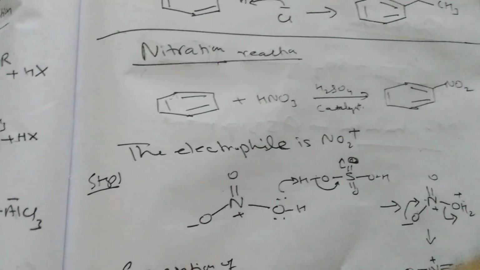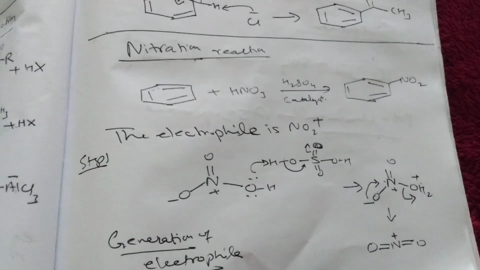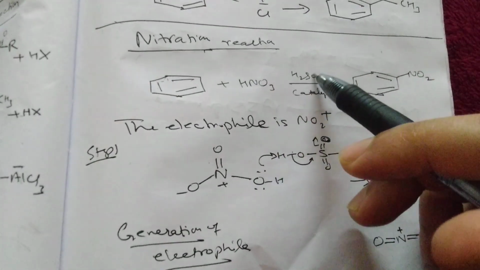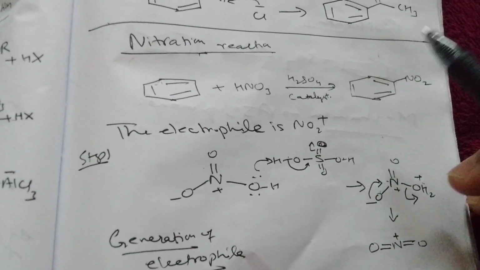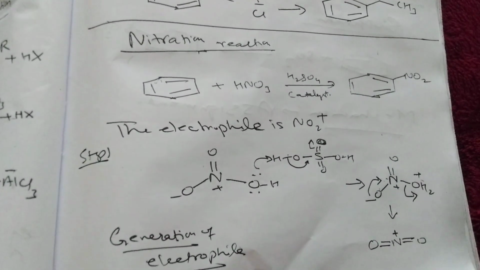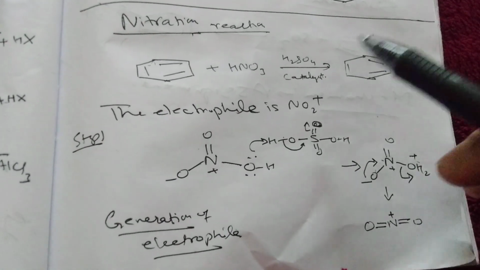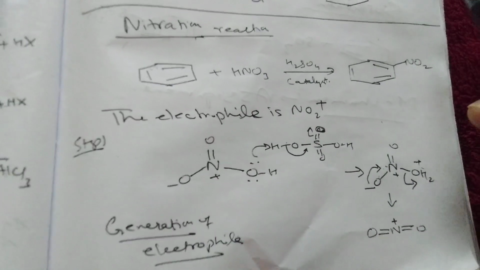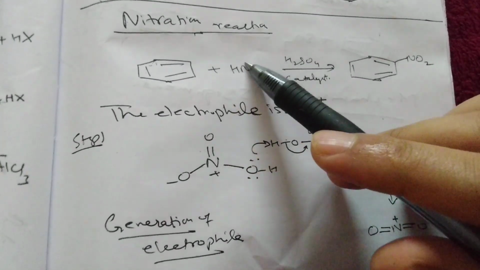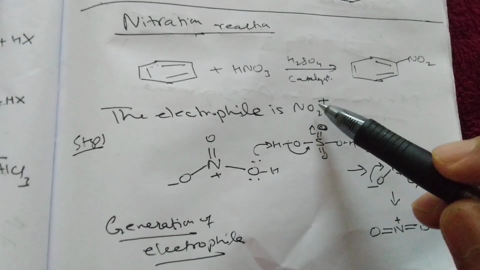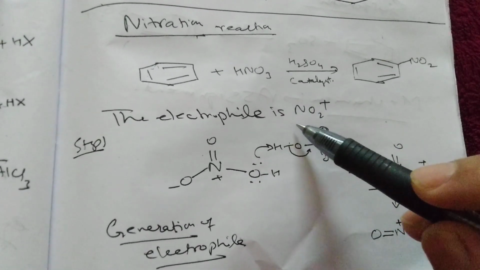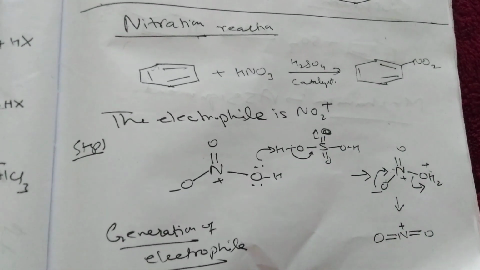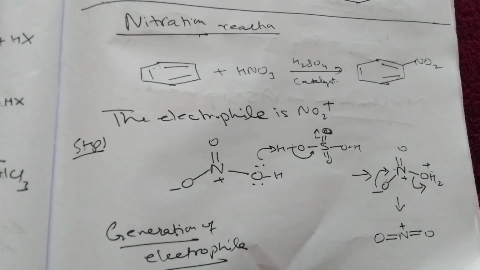Okay. Next is the nitration reaction. So in the nitration reaction, you use HNO3 and a catalytic amount of H2SO4 and you get nitro. Most of the competitive examinations ask this question: what is the electrophile in the nitration reaction? You cannot write HNO3. That's not the electrophile. The electrophile is NO2 plus. NO2 plus is generated in situ, I-N space S-I-T-U. In situ means in the reaction chamber it is generated.